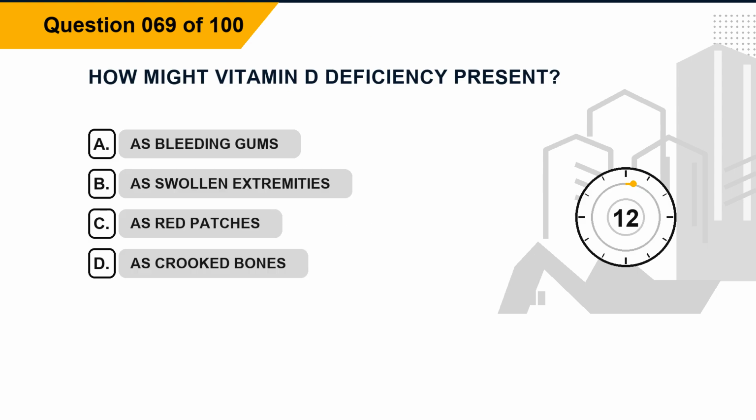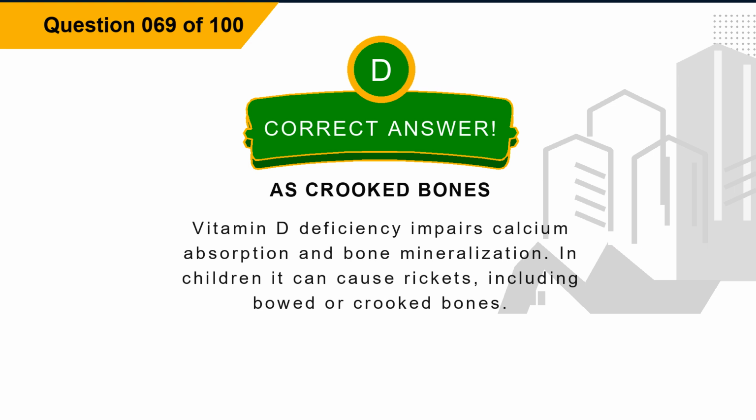Question 69. How might vitamin D deficiency present? Option A. As bleeding gums. Option B. As swollen extremities. Option C. As red patches. Option D. As crooked bones. The correct answer is option D. As crooked bones. Explanation. Vitamin D deficiency impairs calcium absorption and bone mineralization. In children it can cause rickets, including bowed or crooked bones.